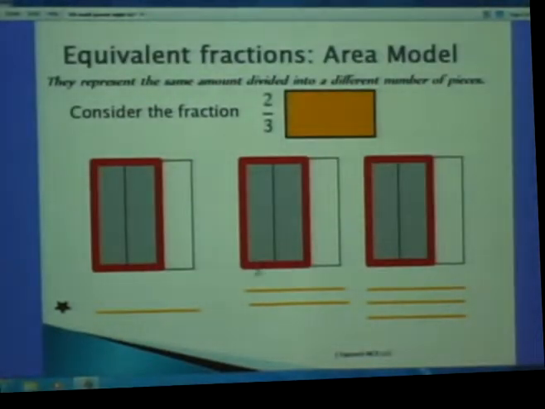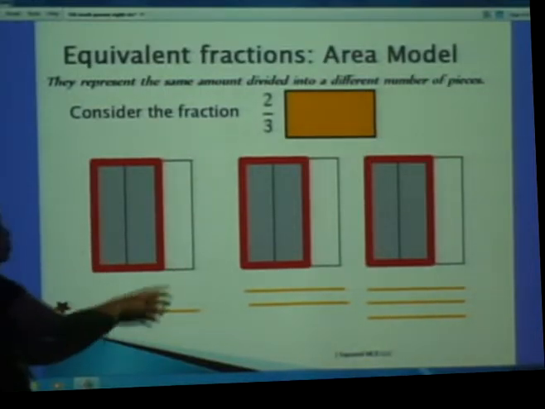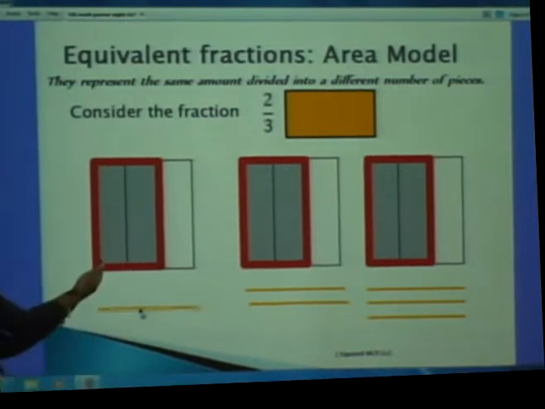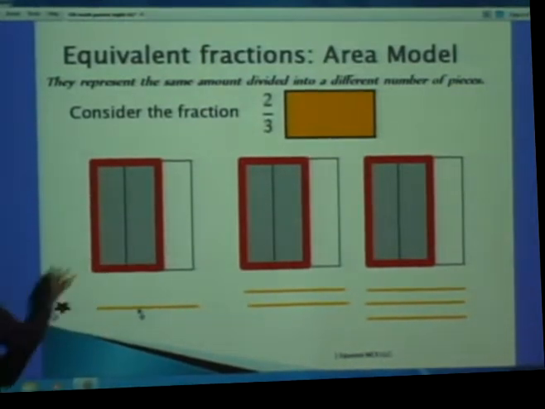So let's start with equivalent fractions. When I was in school, I was told you multiply the top and the bottom by the same number and it's equivalent. I could make you 1,000,000 equivalent fractions, but I didn't really understand what it was they were asking me to do. So if you look at this first one, everybody knows 2/3, which is our fraction up there. It's 3 pieces, 2 of them are shaded.